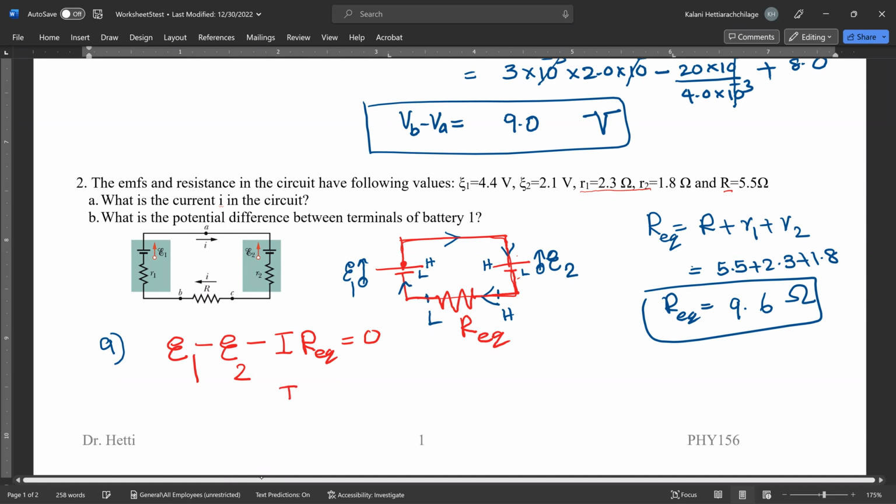You see that I equals, you can write it, epsilon 1 minus epsilon 2, divided by R equivalent. Okay? Epsilon 1 is 4.4 minus 2.1, divided by 9.6. That will give you the answer for the current, and I should have that answer as 0.24.